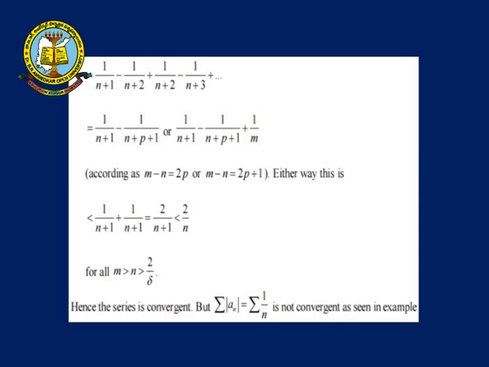Now if I take m minus n equal to 2p plus 1, then directly we can write it as less than 1 by n plus 1 plus 1 by n plus 1. Instead of 1 by n plus p plus 1, we can take 1 by n plus 1. So that it is 2 by n plus 1, which is less than 2 by n. So it is concluded that it is comparable to sigma 1 by n only. Therefore, already sigma 1 by n is not convergent. Therefore, the series is clearly not convergent, hence it is clearly not absolutely convergent. It means that it is conditionally convergent.